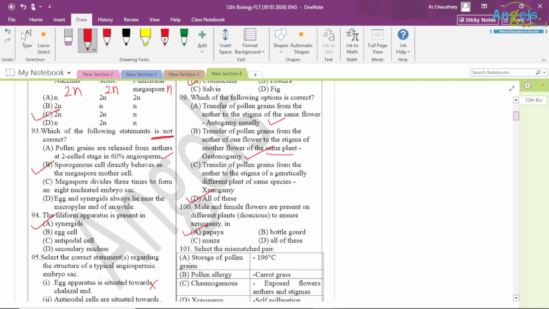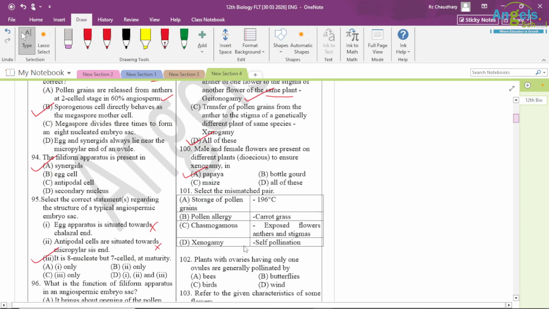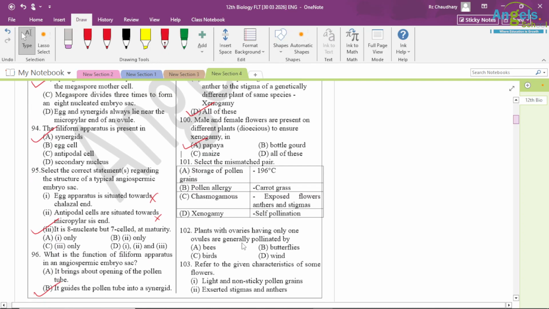Question number 101. Select the mismatched pair. Storage of pollen grains at -196, correct option, meaning correct pair. Pollen allergy caused by carrot grass, again a correct option. Chasmogamous flowers, they are exposed, flower with stigma and anther both exposed, so again it's correct. And xenogamy is self pollination, so it is a wrong match. Xenogamy is cross pollination. Okay, so option D is correct here.